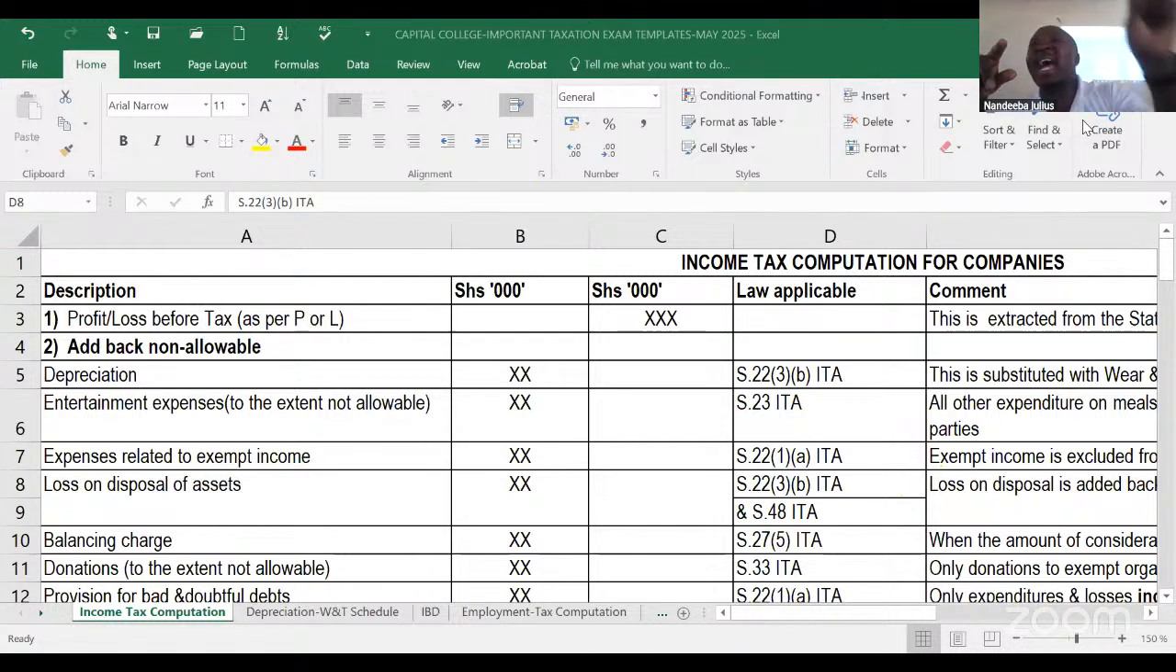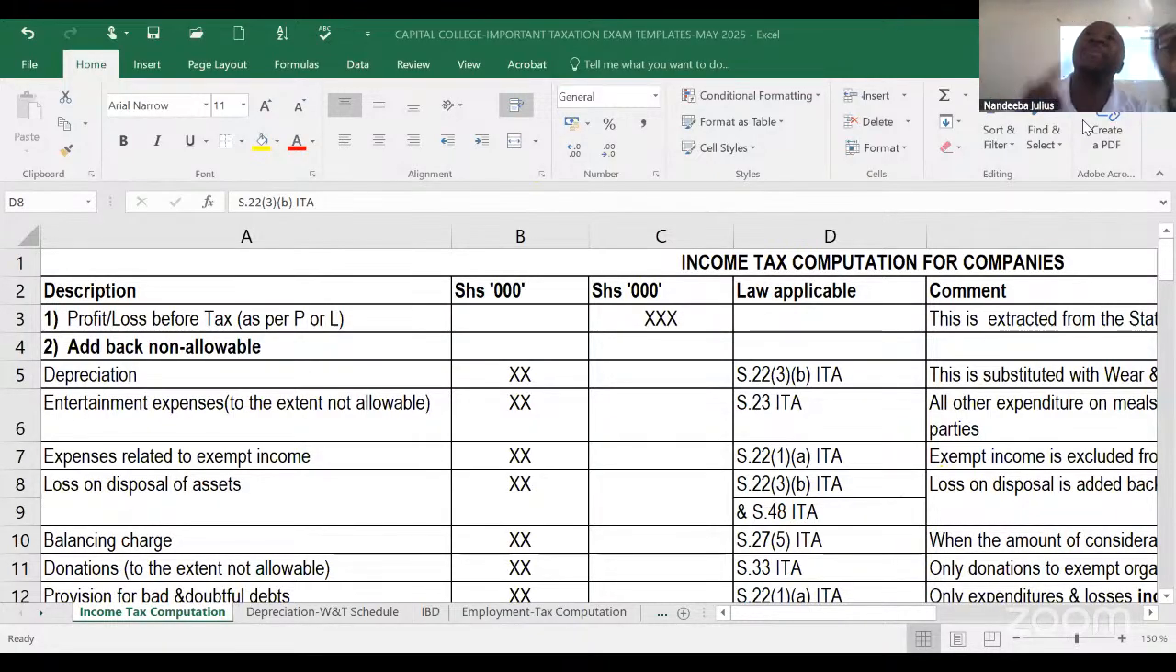The other item under farming are farmhouses. Farmhouses are industrial buildings, meaning you're going to calculate 5% of their cost. And if you're going to apportion, you apportion using the number of days, the way we do the IBD.